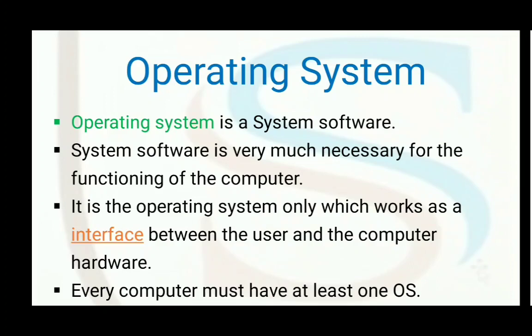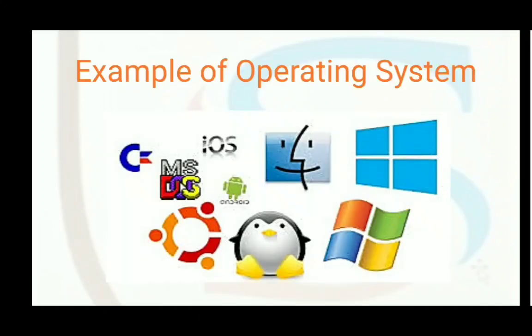So, every computer must have at least one OS. OS stands for operating system. These are some examples of operating systems. These are the logos of the operating systems: Linux, Unix, MS-DOS, iOS, Android, Windows. These are all the logos of the operating systems available in the market.